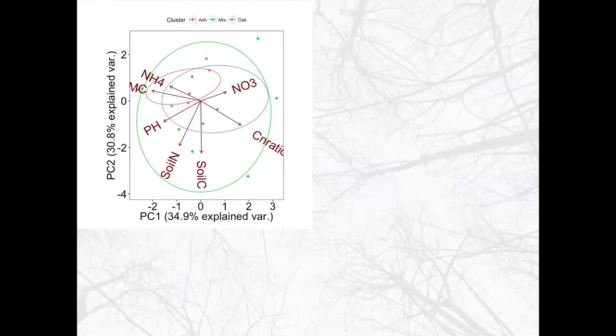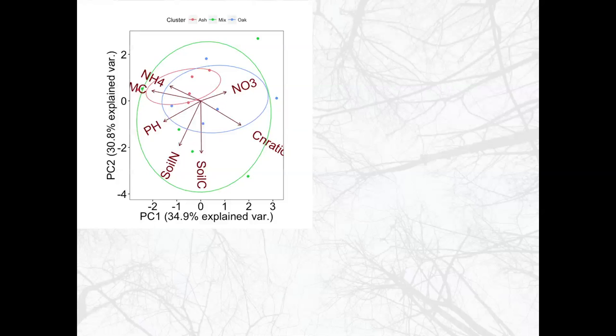So the first thing I did was having my initial soil properties, just to see whether they were actually different based on tree species. And I ran this principal component analysis, and I think it is quite nice to see how, when clustering by species, you already get to see some differences.